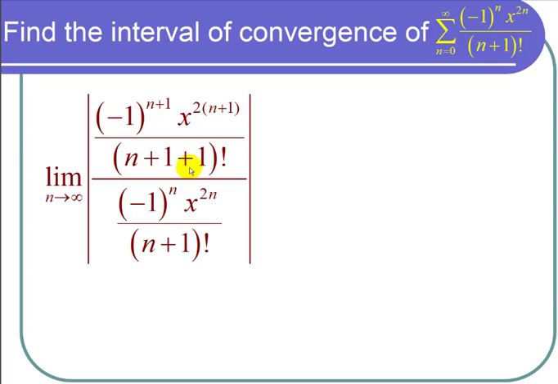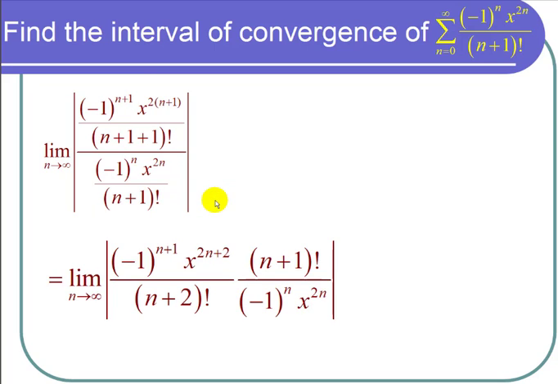N plus 1 plus 1 is just n plus 2, and 2 times n plus 1 is 2n plus 2. And when we divide by a fraction, we can multiply by the reciprocal. So what I'm left with is a limit as n approaches infinity of negative 1 to the n plus 1 times x to the 2n plus 2 times n plus 1 factorial over n plus 2 factorial times negative 1 to the n, x to the 2n.